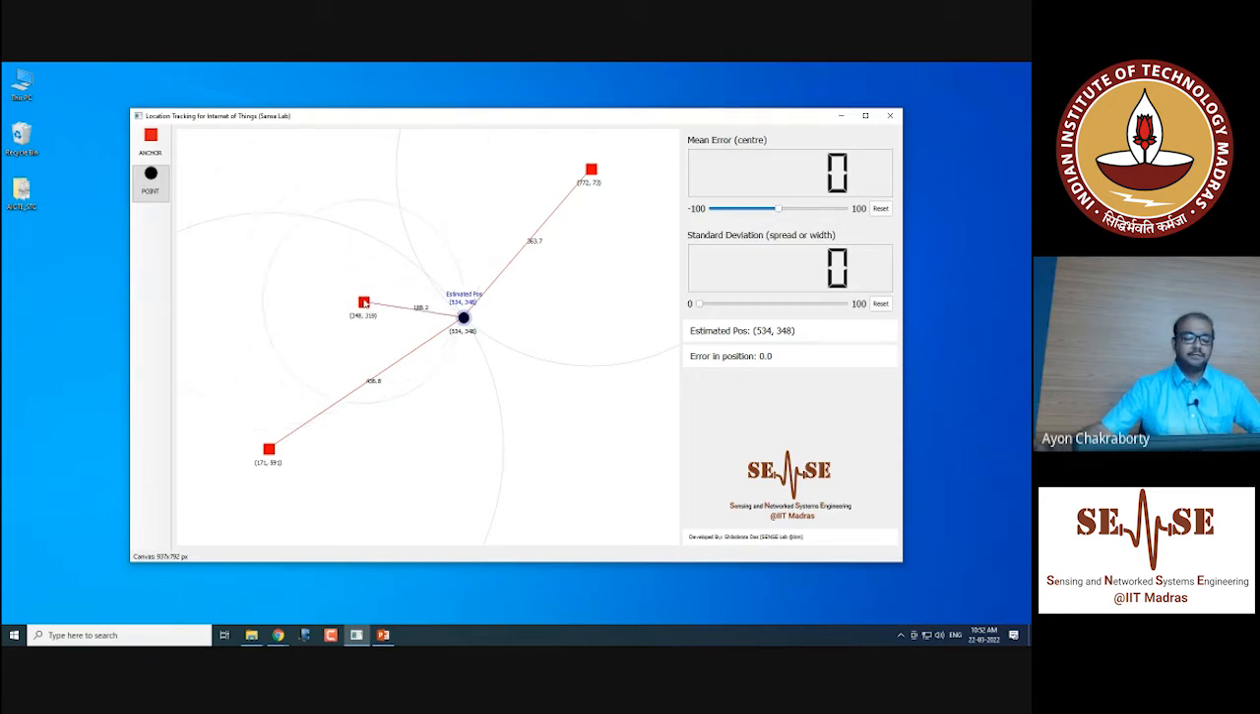If I know that the range is, let's say, 181.5 in this case, the point could lie anywhere on the circumference of the circle. Same for the second one and the third one. So if I give you a range and one anchor, the point can lie anywhere on this circle. What your solution geometrically means is that you are trying to find a location where these three circles intersect. That is the geometrical interpretation of solving this equation.